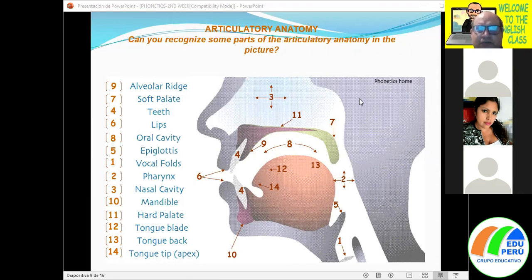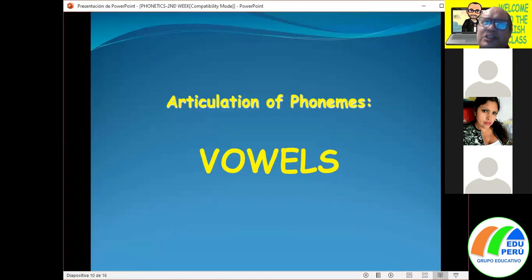Now we are going to continue, and we are going to pass to talk about the articulation of phonemes. Now we are going to start talking about how we are going to articulate the sounds, and we are going to start talking about vowel sounds. Do you have any idea what is a vowel? Don't tell me, teacher, it's a sound. Yes, I know that the vowel is a sound, but what is it exactly? Do you have any idea what is a vowel sound? How do we produce a vowel sound? How? Can you tell me?